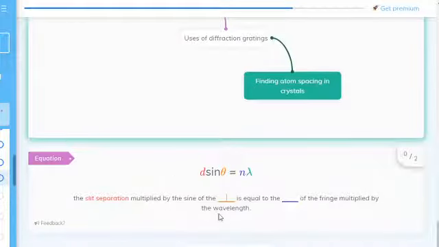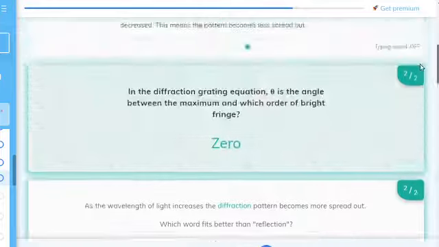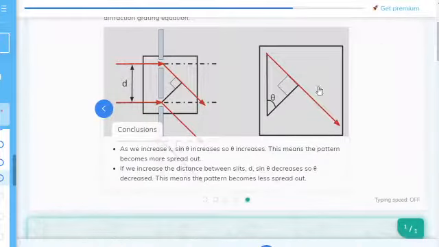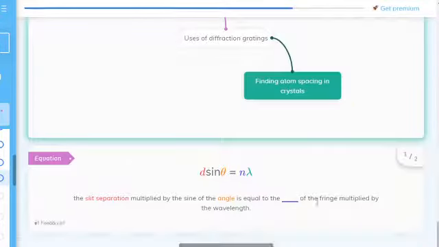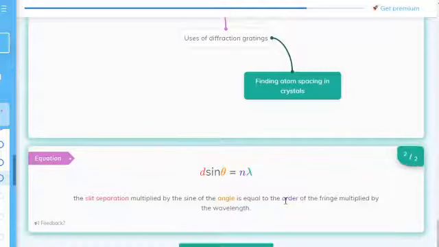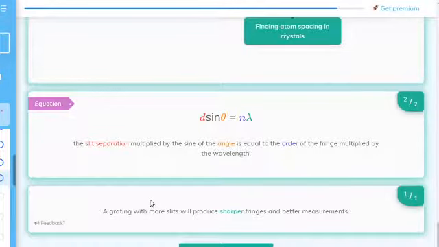The slit separation multiplied by the sine of the angle is equal to the order of the fringe multiplied by the wavelength. So here it says where d is the slit separation, lambda is the wavelength, and n is the order of maximum, equal to the order of the fringe. A grating with more slits will produce sharper, not stronger, fringes.